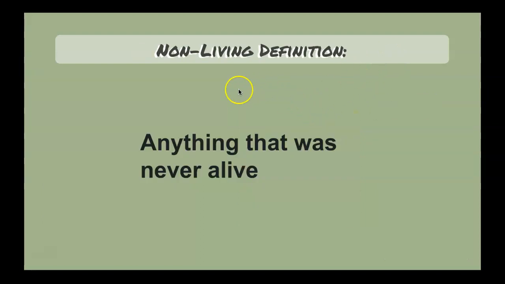Now, we jump into non-living definition. This is very simple, clear, to the point. Anything that was never alive. Never alive. I want the boys and girls to understand that non-living is the complete opposite of living. The definition, the characteristics, and the example. Complete opposite. Living, alive, possesses being alive, right? Non-living, anything that was never alive.